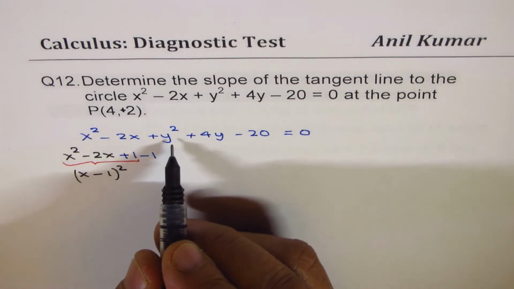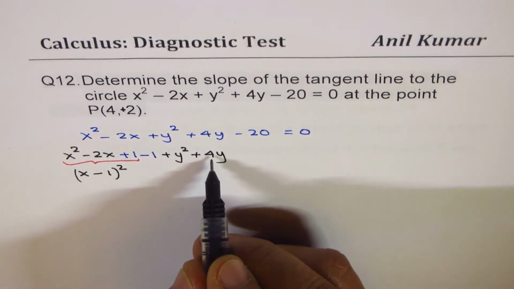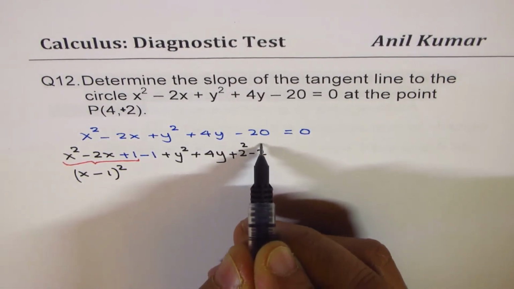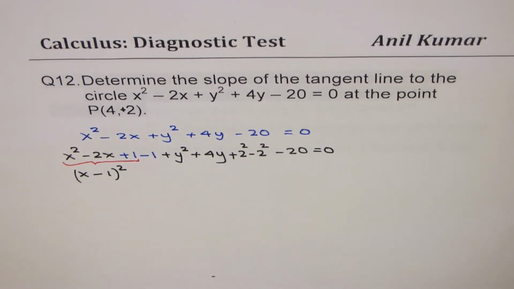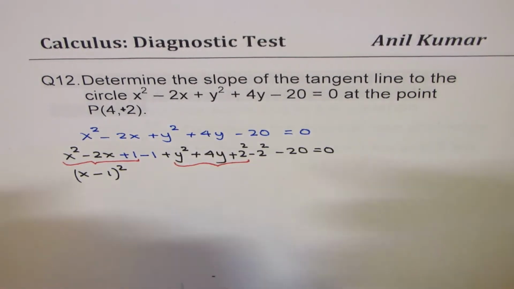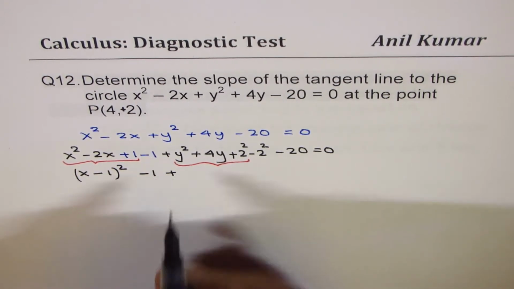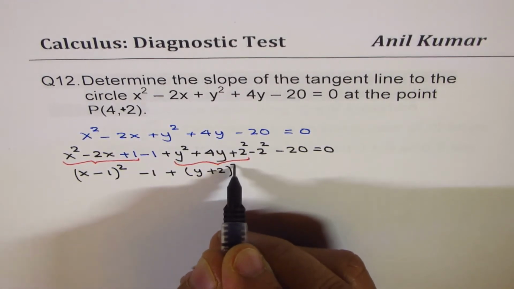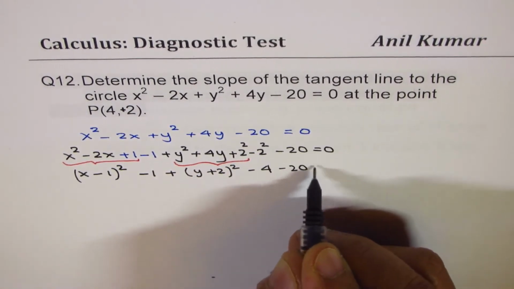Now let's look into the other part of it, which is y square plus 4y. Now what is half of 4? It is 2. So add and subtract 2 square. Correct? And then we already have minus 20 equals 0. Now by doing so, you actually complete the squares. So we have taken the first 3 terms, then we have minus 1, correct? Plus y square plus 4y plus 2 square could be written as (y plus 2) whole square. And then we have minus 2 square, which is minus 4, minus 20 equals 0.